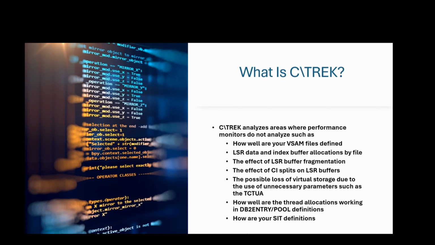But C-Track also goes a little bit further, and it'll tell you how much it's costing you when you use a 10K CI size within a 12K LSR buffer. The reason is you have to remember that CICS only supports 11 buffer sizes, but you have 28 different CI sizes. So you're going to get some type of fragmentation out there, and what you want to do is make sure that it's the minimum. And we'll talk a little bit more about that further on.